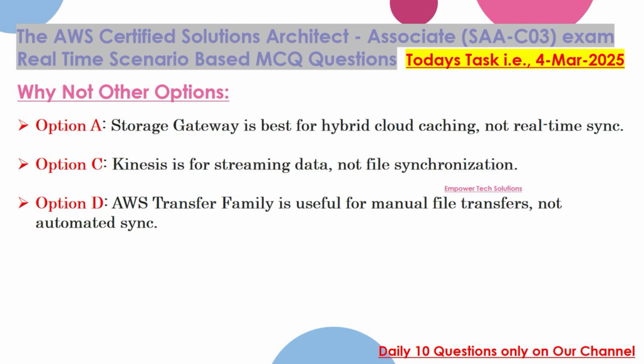Why not other options? Option A, Storage Gateway is best for hybrid cloud caching, not real-time sync. Option C, Kinesis is for streaming data, not file synchronization. Option D, AWS Transfer Family is useful for manual file transfers, not automated sync.